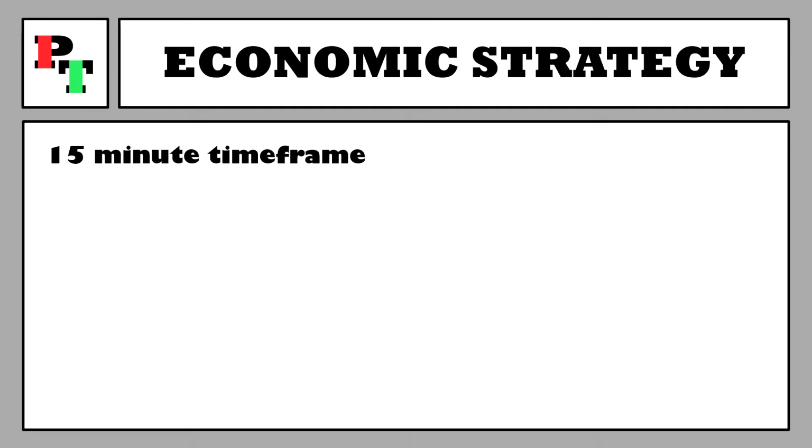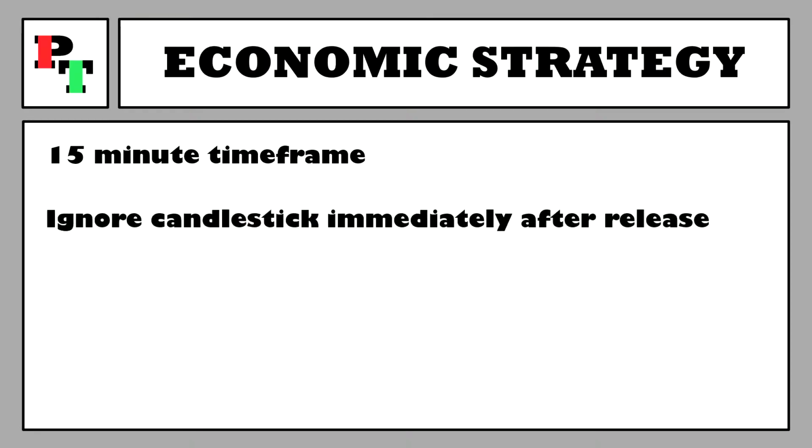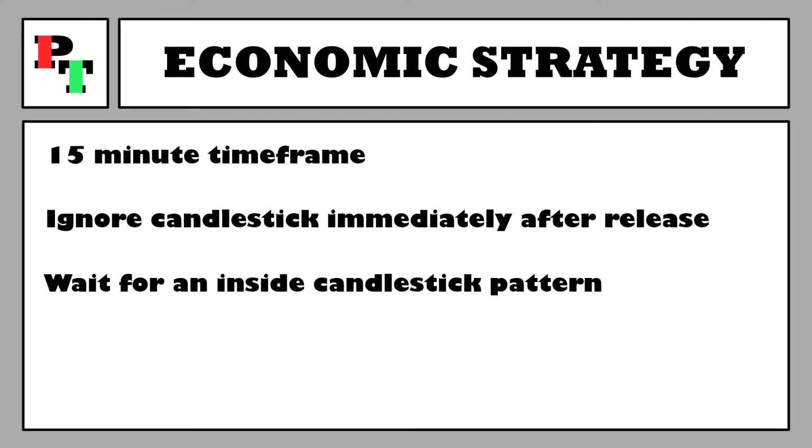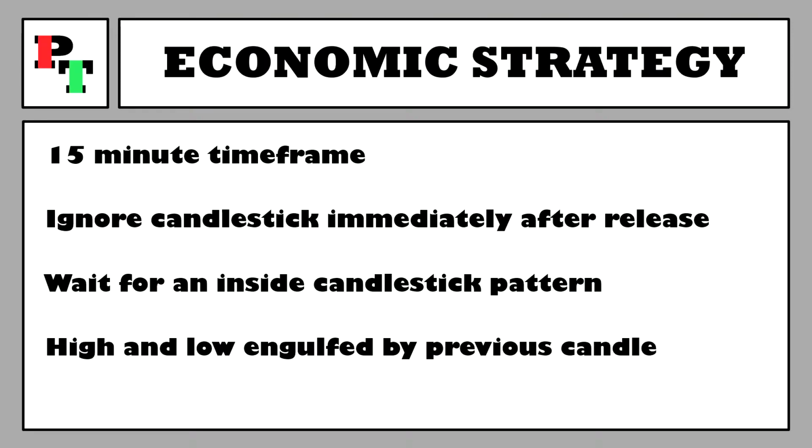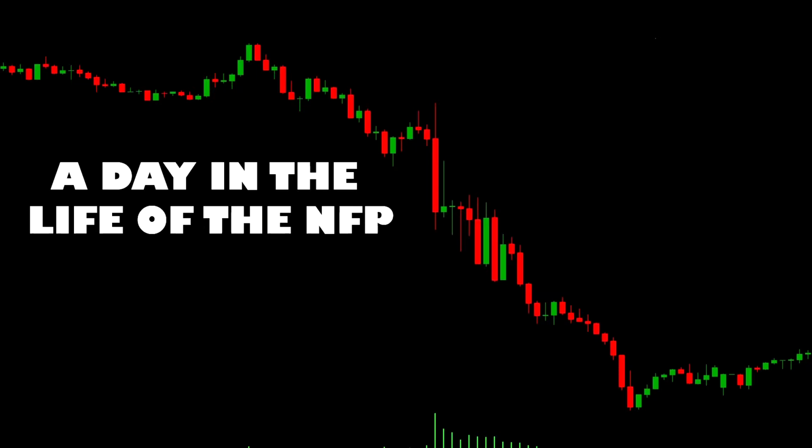For our strategy, it's important to know from the outset that we'll be executing it on a 15-minute time frame chart. The first thing we're going to do in the strategy is completely ignore that first candlestick. So those initial 15 minutes after the release will be on the sidelines waiting for our moment. After that first candle, we'll then be waiting for the close of an inside candlestick pattern. Now, an inside candlestick pattern is a 2-candle pattern where the high to low price range of a candle is entirely within the high to low price range of the previous candle. It is engulfed.